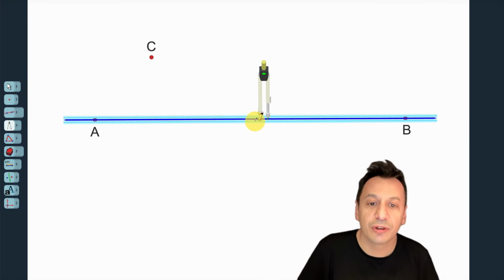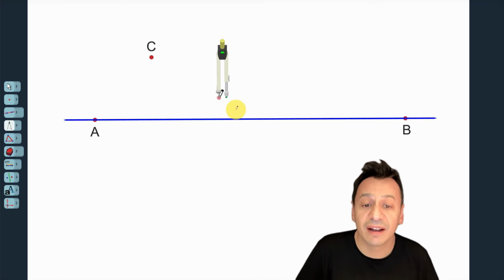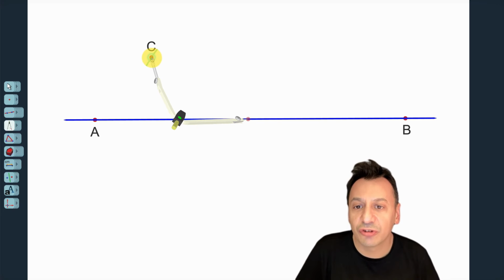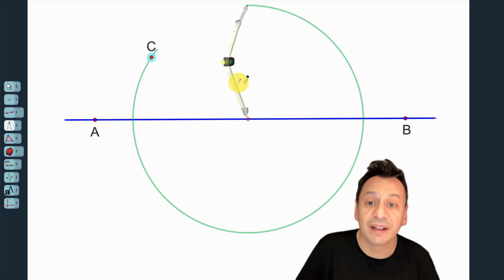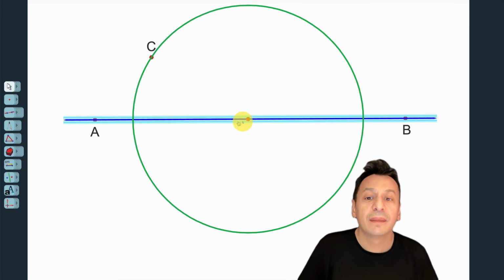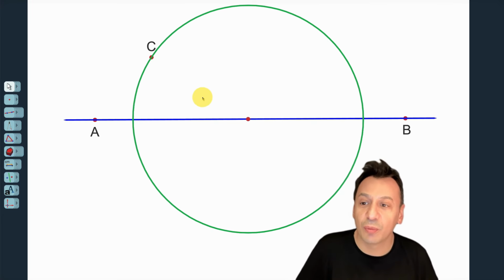I place the sharp end of my compass on any point along the line AB. Let's make it here. After placing it here, I draw a circle so that it will intersect point C, meaning I open the compass so that its width reaches from this point to C. Now, to show why I did this, I need to draw one more circle.